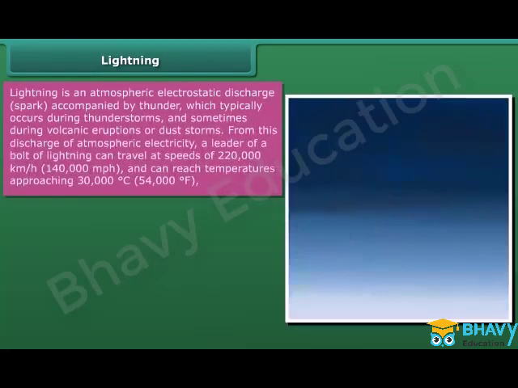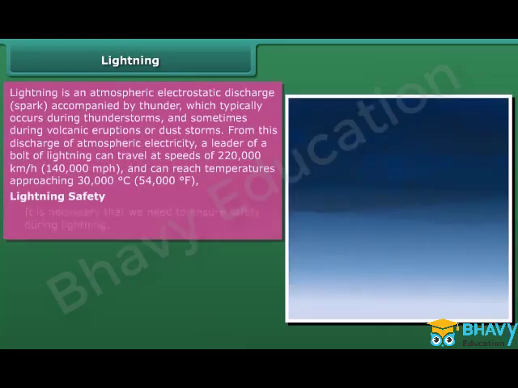Lightning. Lightning is an atmospheric electrostatic discharge, a spark, accompanied by thunder, which typically occurs during thunderstorms and sometimes during volcanic eruptions or dust storms. From this discharge of atmospheric electricity, a leader of a bolt of lightning can travel at speeds of 220,000 km per hour and can reach temperatures approaching 30,000 degrees Celsius, that is 54,000 Fahrenheit.